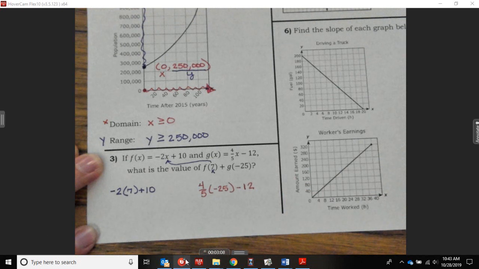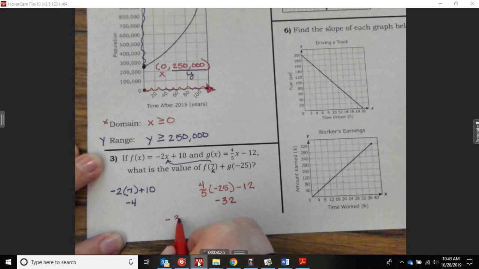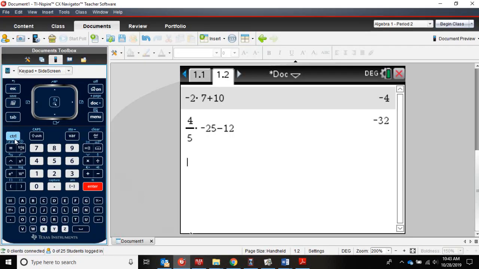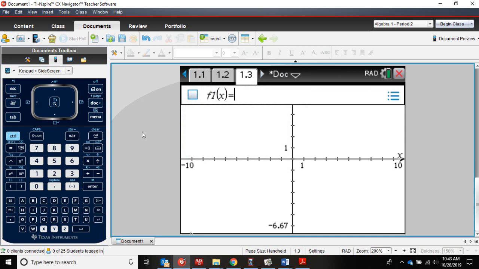I've actually already typed them into the calculator. So 2 times 7 plus 10 is 14, and 4/5 times negative 25 minus 12 is negative 32. And then if you just add them together, you get negative 18. Okay. Another way that you could have done it, I'm only going to show you for one of them, is that if you went to a graph page, and you typed in 2x plus 10. This is the way I showed you in class.